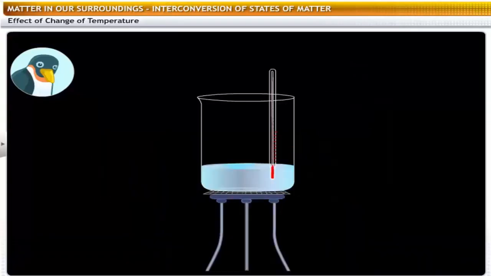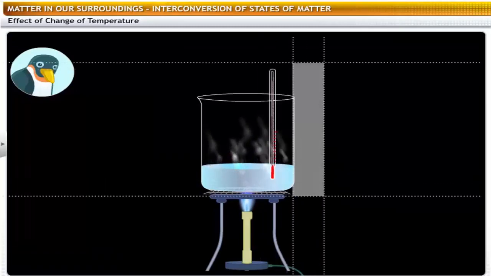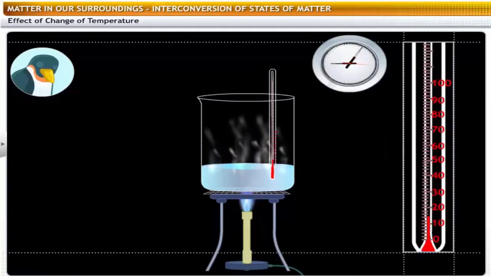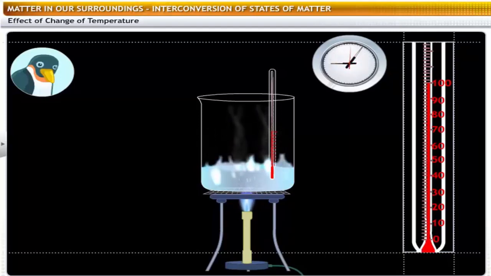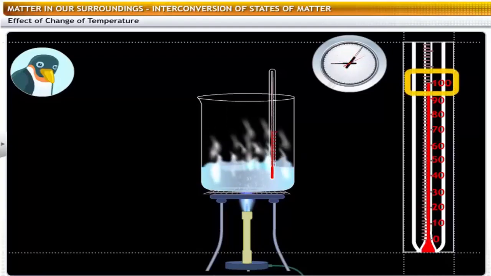Getting back to our experiment, let's continue to heat the water and note down the thermometer reading every minute. Observe that the water has started to boil and steam is rising from its surface. Also notice that the temperature has stopped rising. It is now steady at 100 degrees Celsius.